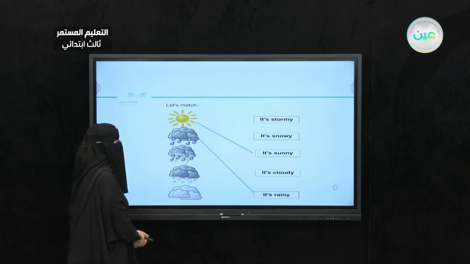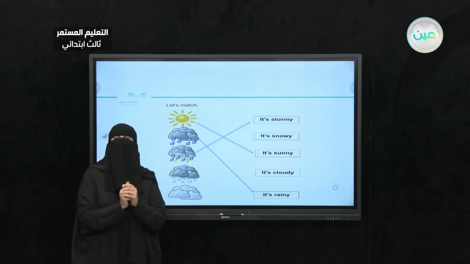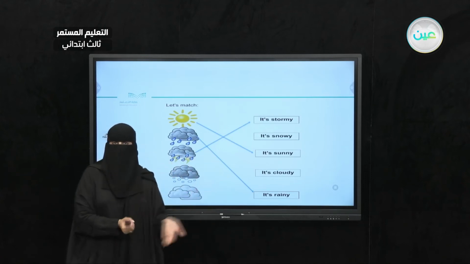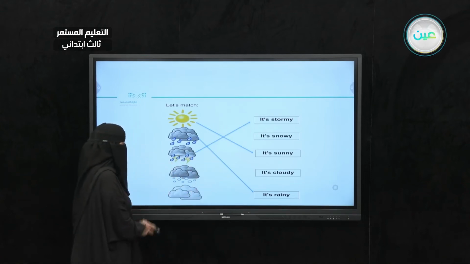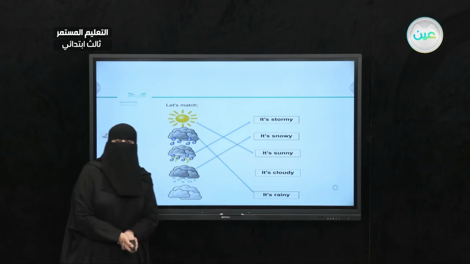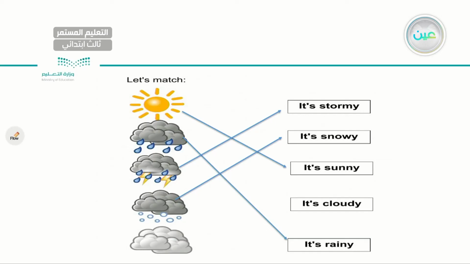What's the weather like? It is stormy. Excellent. And now I have 2 remaining pictures and 2 remaining sentences. What's the weather like here? It is snowy. Very good. And moving to the last one, what's the weather like? It is cloudy. Very good, my dear student.